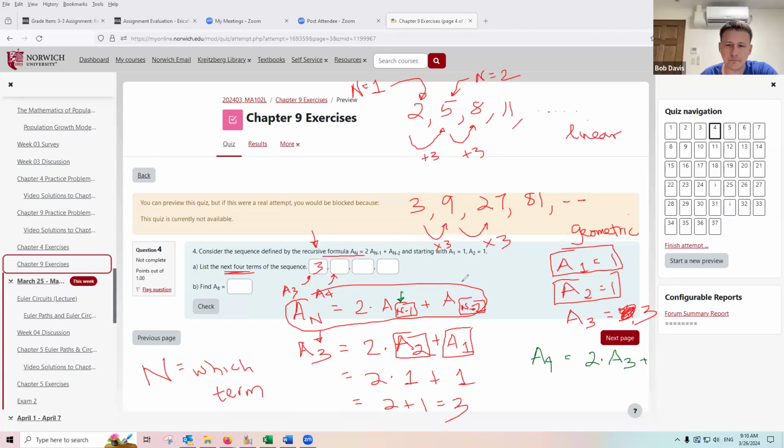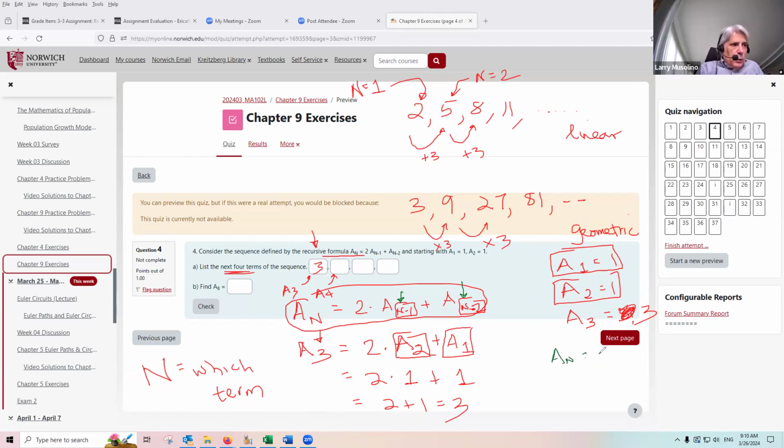Plus this subscript n minus 2. Actually, let me write it out. Maybe it's better if I write it out. This way it's easier to see. Let me, hold on a second. Let me redo this. So I want to figure out a sub 4, and I'm going to write the pattern again so we have it. So the pattern is a sub n equals 2 times a sub n minus 1 plus a sub n minus 2.